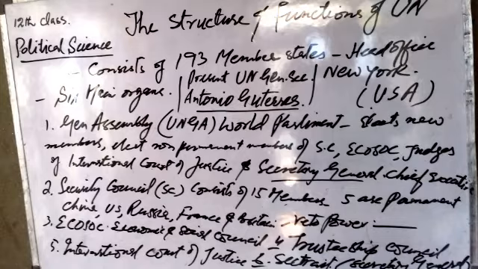The International Court of Justice is the fifth organ of UNO. The International Court of Justice consists of 15 judges who are elected by the General Assembly and Security Council for a term of 9 years. The 5 judges of the International Court of Justice retire after every 3 years. It has a permanent seat at the Hague.